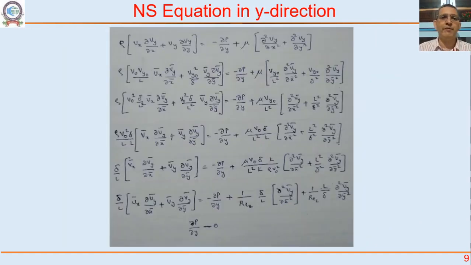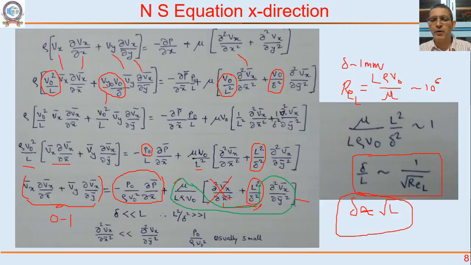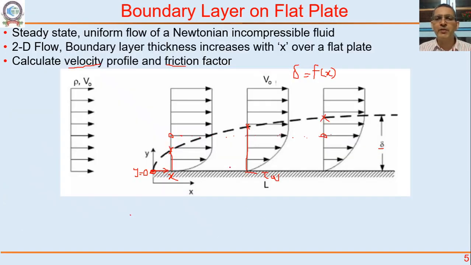Let's look at the y direction. In the same way, in the y direction, if you scale it yourself, what you will find is that the pressure gradient in the y direction is 0. That's a very important result. Right now we may not know the importance. Delta P by delta Y is 0. That means whatever is the pressure outside, we can say the same pressure is at a particular location of X. Pressure here and here and here, they are the same.